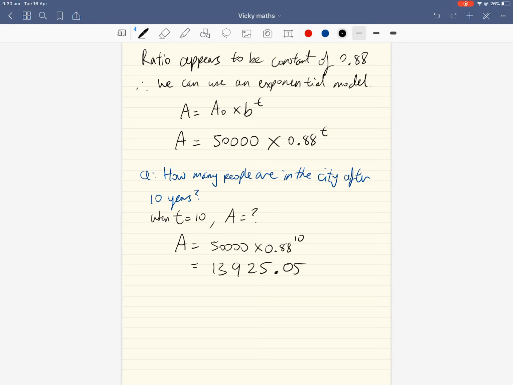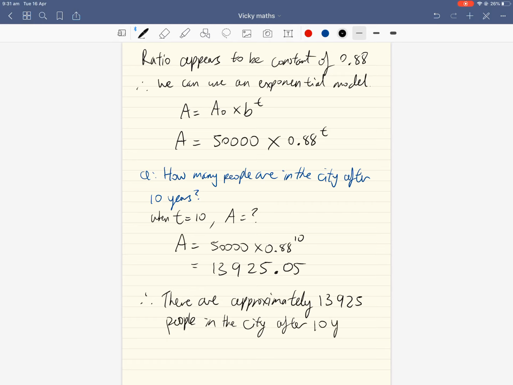So let's write a sentence conclusion and write a contextual answer. So therefore, there are approximately 13925 people in the city after 10 years.